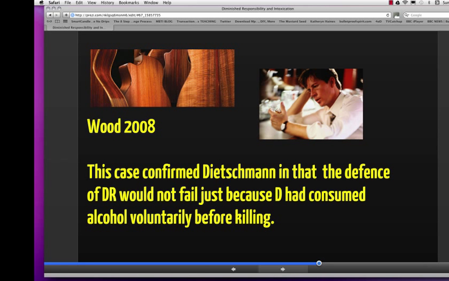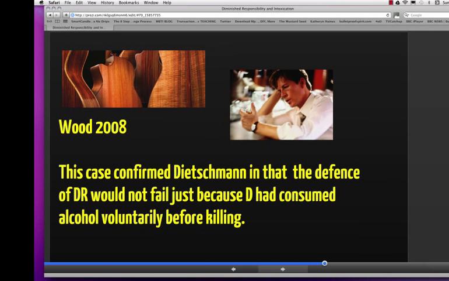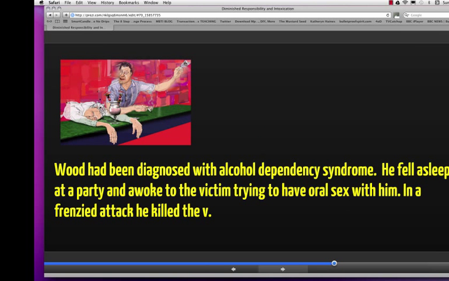Okay, Wood 2008. Now this case confirmed Dowds in that the defence of diminished responsibility would not fail just because the defendant had consumed alcohol voluntarily before the killing. Wood had been diagnosed with alcohol dependency syndrome. He fell asleep at a party and awoke to the victim trying to have oral sex with him. In a frenzied attack, he killed the victim by striking him 37 times with a meat cleaver.